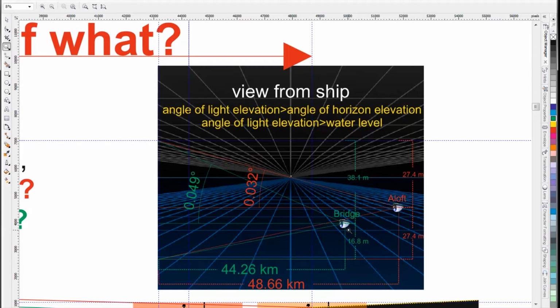The angles, as calculated, are as follows: 0.049, 0.032. Even though they're very close to level, they're clearly positive and above the water level 0. So the angle of light elevation for each point is positive, and it's bigger than the angle of horizon elevation, which should be negative. If the captain at the bridge, for example, wanted to look at the horizon, he will look downwards. If he wanted to look at the lighthouse, he will look upwards. Even at a small angle, it's still measurable.